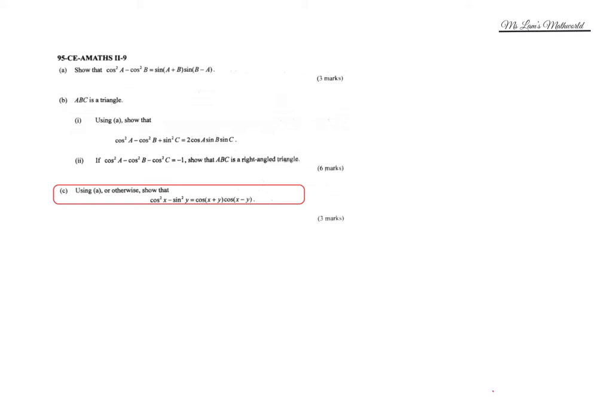Today we are going to continue to discuss year 1995, and then we are going to study part C. So this time you see the part C, it says using A or otherwise show that this statement is true. Alright, so that means we probably only need to use part A to arrive at the answer.